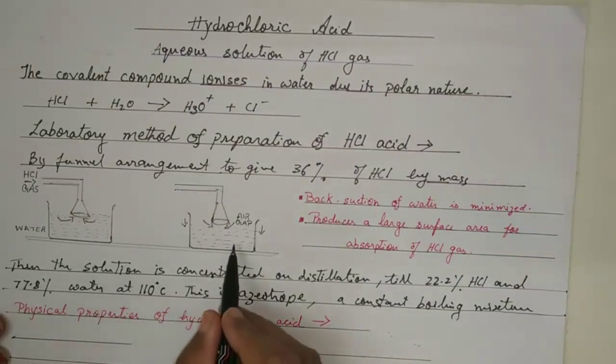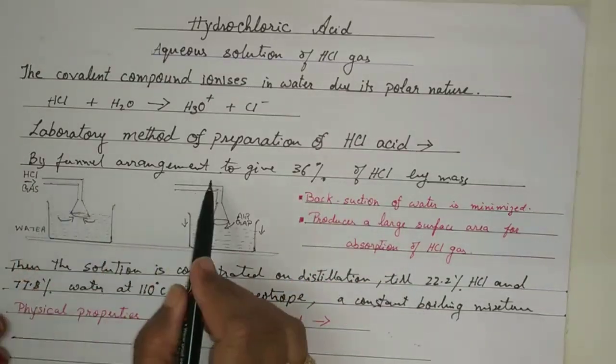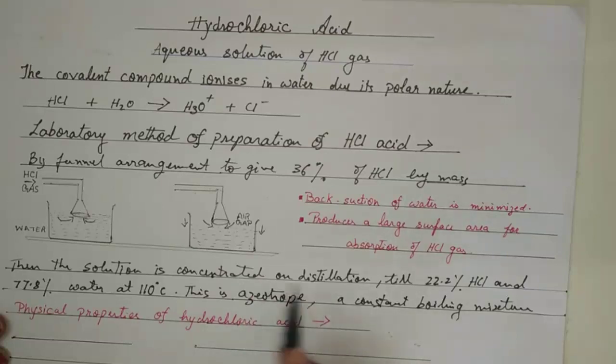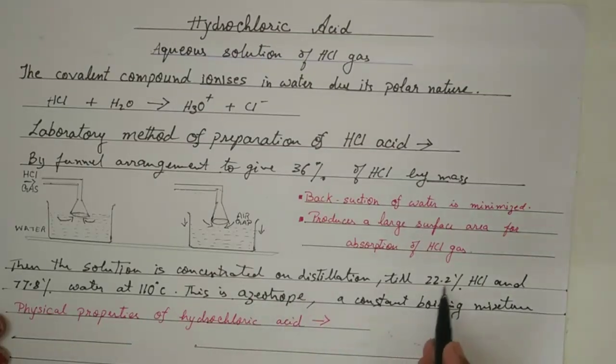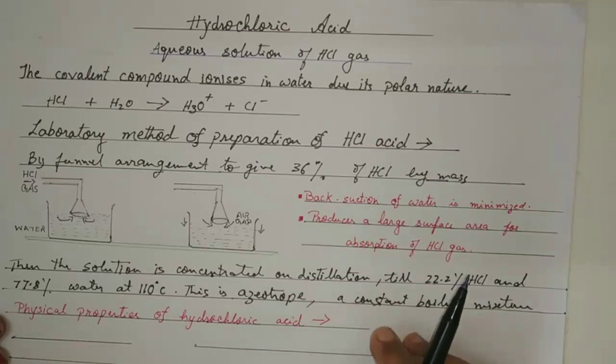The solution which you are getting is 36% of HCl due to the funnel arrangement, and it is concentrated further on distillation only up to this. And this particular solution is a constant boiling mixture which is known as the azeotrope. This will not be concentrated further. That means any increase in concentration is not possible on boiling.